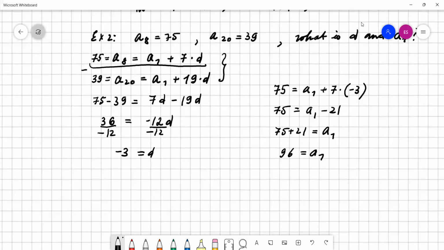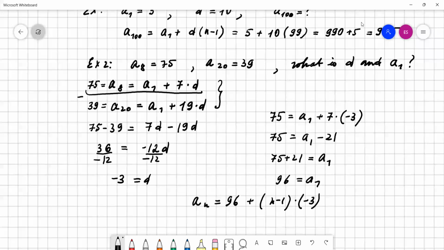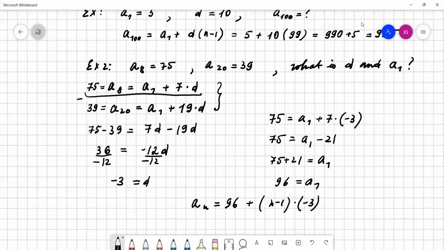How is the formula going to look? The formula is going to look like this: AN equals 96 plus n minus 1 multiplied by negative 3. You see that the terms of the sequence are decreasing. It was 75, and then instead of getting bigger and bigger, they're getting smaller. Why does it happen? Because our D is negative. So actually, we are not adding the same number. We are subtracting the same number, or we are adding the same negative number.